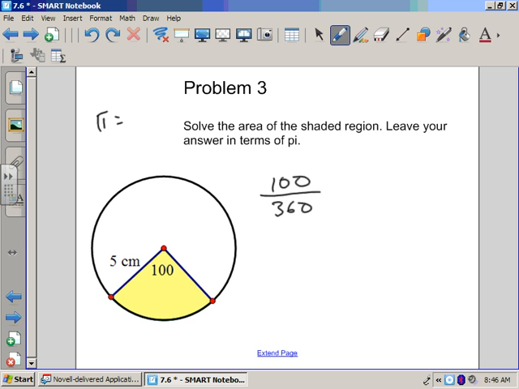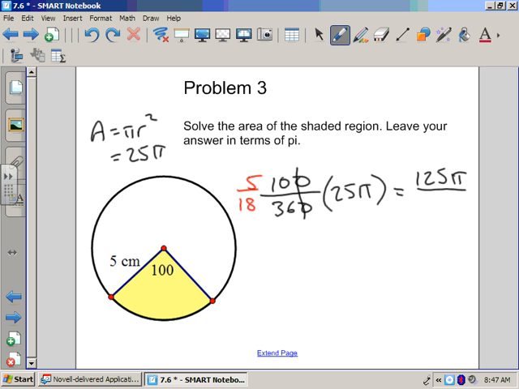Well, remember that the area is equal to pi r squared. So in this particular case, the area is going to be equal to 25 pi. Let's multiply 100 over 360 by 25 pi. Let's see, scratch out the zeros. 2 goes into 10 and into 36, which will give me 5 and 18, and I'm pretty much stuck. So my answer is going to be 5 times 25 times pi, which is 125 pi, divided by 18.